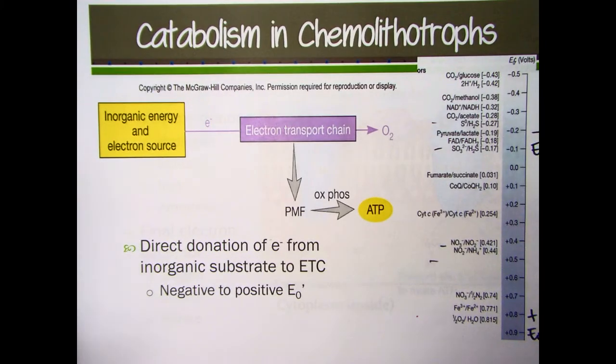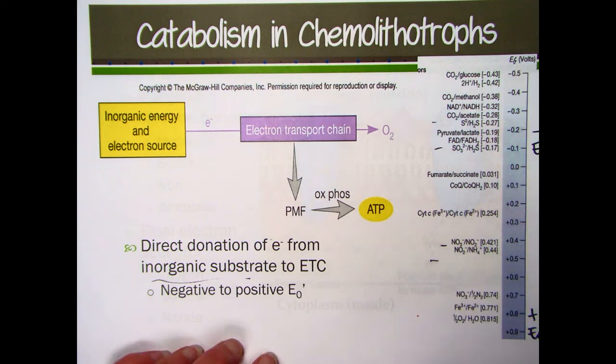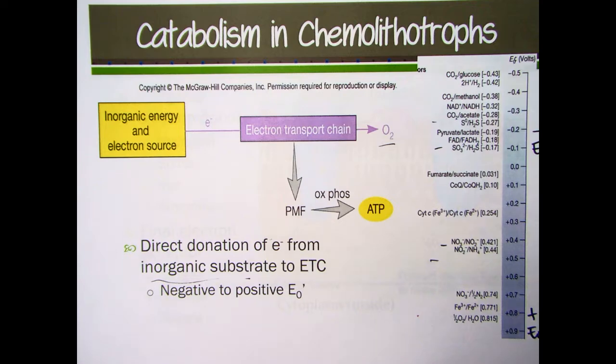So in chemolithotrophs, the electrons are donated from inorganic compounds to a final electron acceptor. That final electron acceptor will also be an inorganic compound. It may be oxygen, as here, or it may not be oxygen, but it's never going to be something organic. Both the electron donor and the electron acceptor will be inorganic compounds.